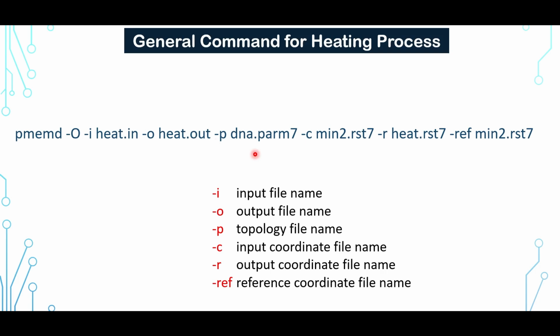This one is the initial topology file that was created using Xlib, and this is the input coordinate file that was generated after the previous process, that is the second stage of minimization, and this will be the output coordinate file that will be created after the heating process. Now as we have applied restraint force on the DNA molecule, we have to provide reference coordinate file generated from the previous process, that is the second stage of minimization. So this is the file.